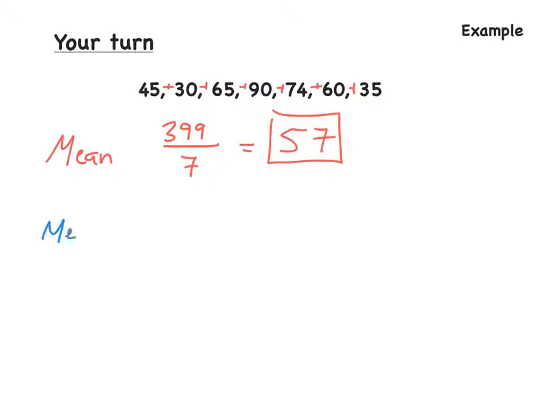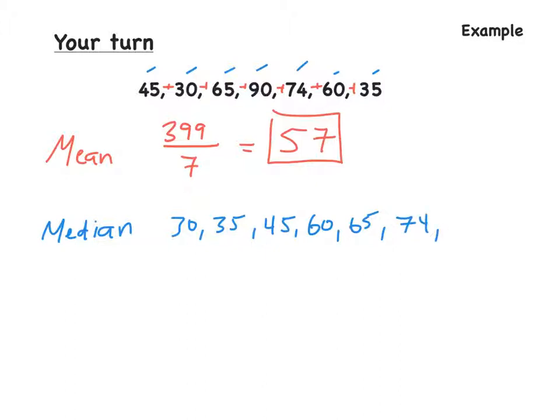Now the median. If we put it in order from least to greatest, we've got 30, 35, 45, then 60 and 65, and 74, then 90. Alright, the median of this, 30 and 90, 35 and 74, 45 and 65, looks like our median right in the middle is 60. So the median is 60.